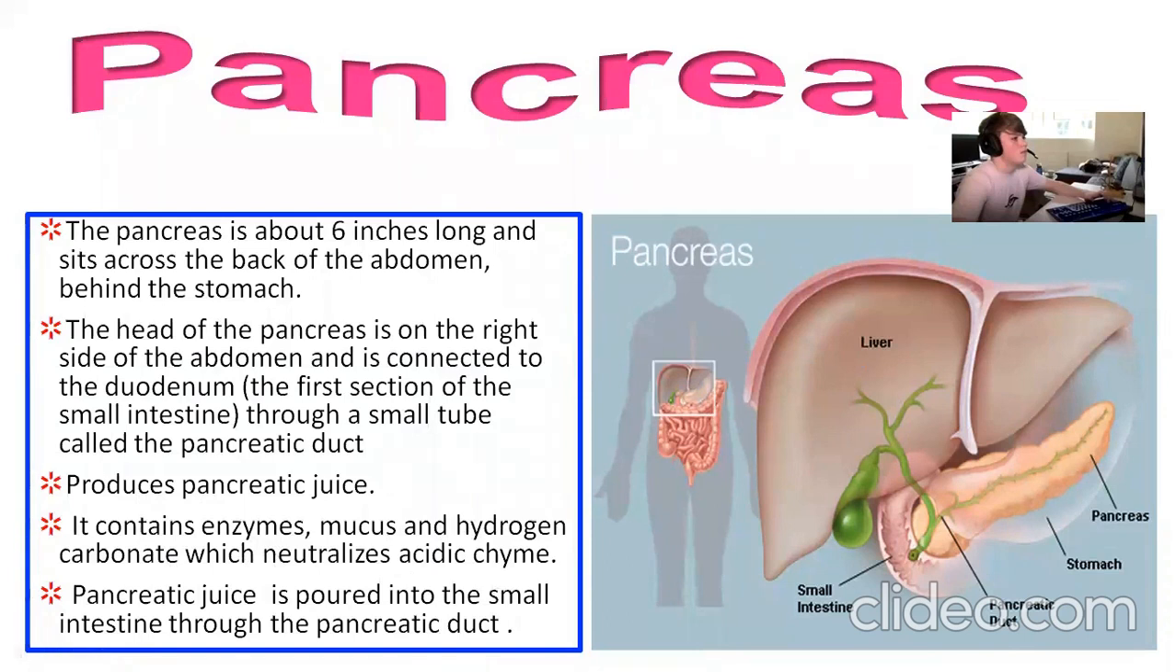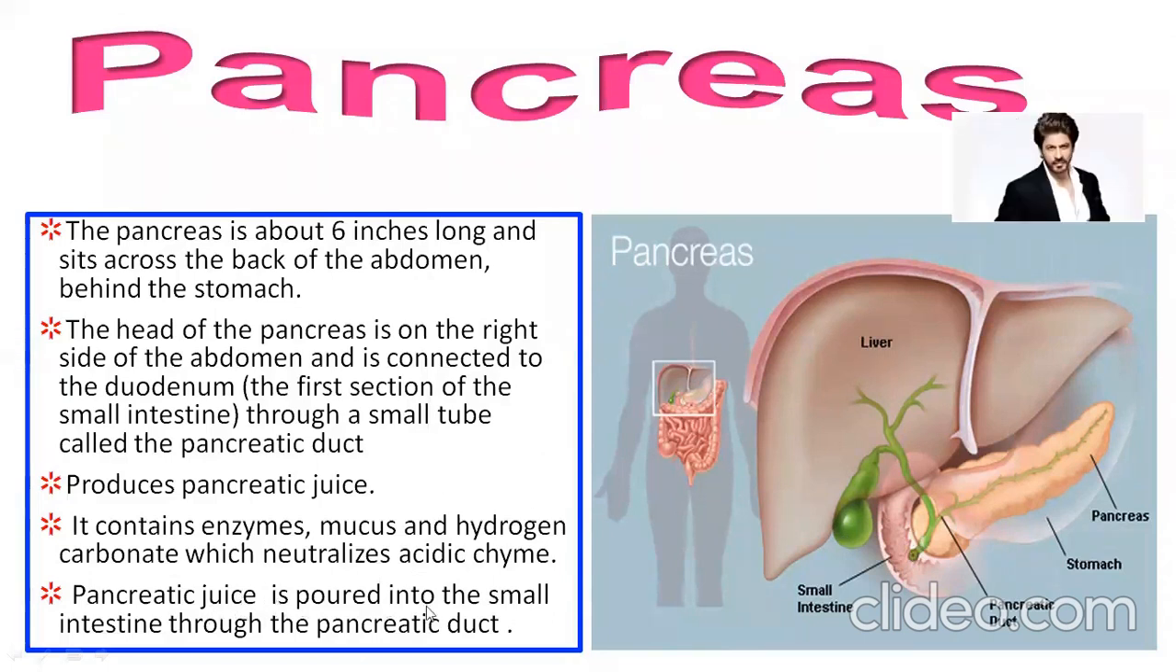The food has just reached here from the stomach. The pancreas that you can see here produces a secretion, and that secretion contains mucus and hydrogen carbonate. That hydrogen carbonate neutralizes the acidity of the chyme, the liquid food that just came from the stomach. The secretion produced by the pancreas contains hydrogen carbonate, which acts as a buffer that neutralizes the acidity of the chyme.